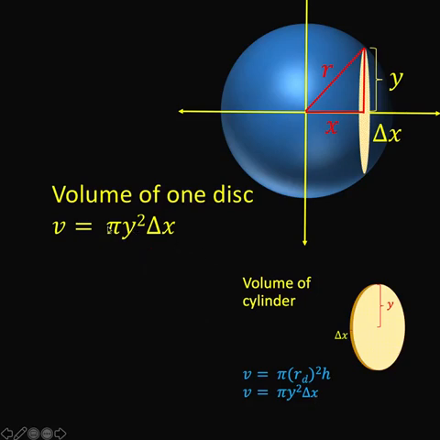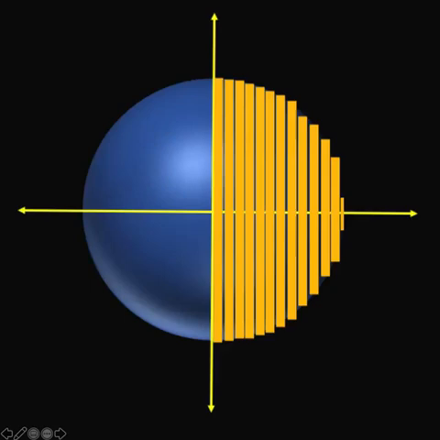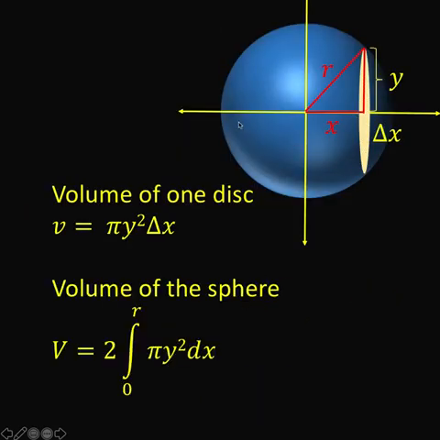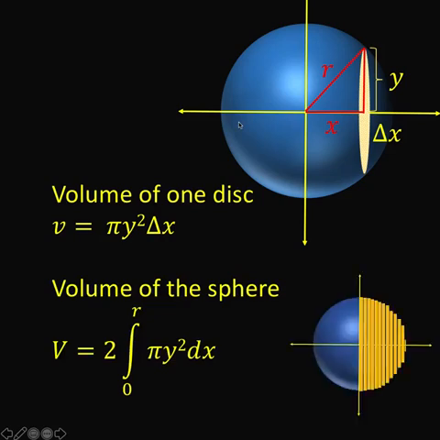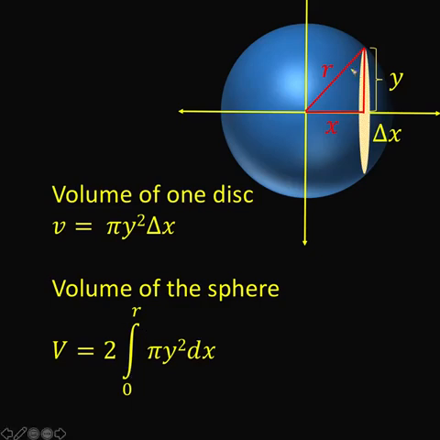So knowing that the volume of the disc is pi y squared delta x, then to find out the volume of this entire sphere, what we need to do is slice this sphere into infinite number of discs like this and sum up all the volume of those thin discs. And that idea of summing up all these volumes of this thin disc is now computed using calculus technique, which we call integration.